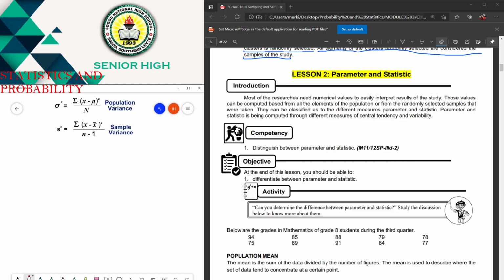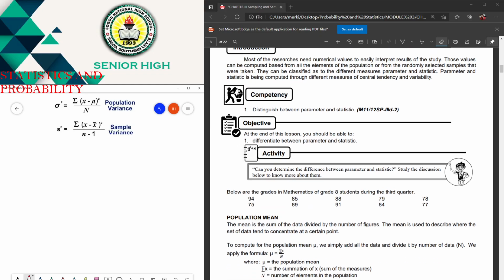They can be classified as two different measures, parameter and statistic. Parameter and statistic are computed through different measures of central tendency and variability. Central tendency includes the mean, the median, and the mode. The mean is the average. You add the total numbers and then divide by how many numbers there are. Say for example you have 10 digits, so you divide by 10. That is the mean.